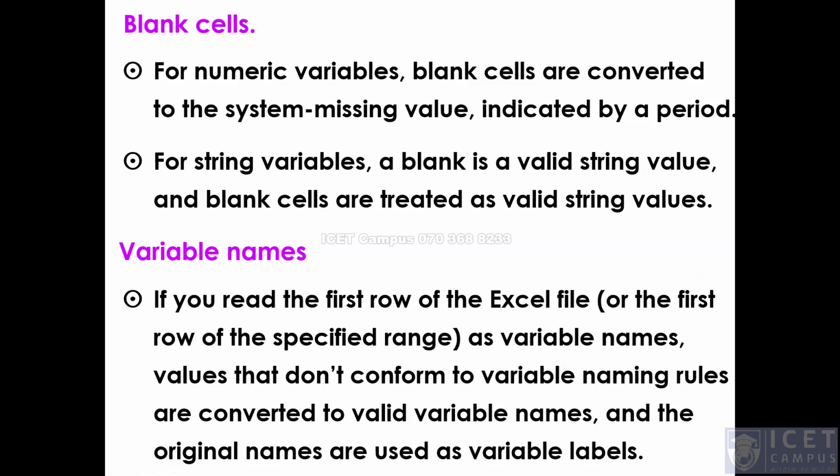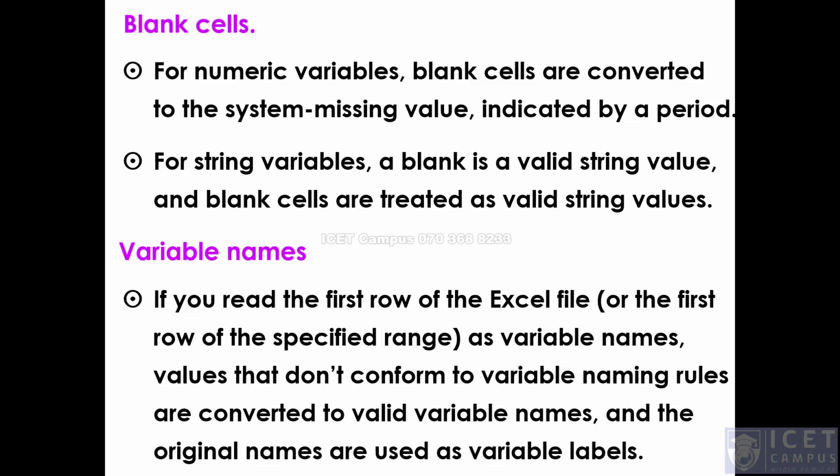Variable names. If you read the first row of the Excel file or the first row of the specified range as the variable names, values that don't conform to variable naming rules are converted to valid variable names, and the original names are used as the variable label, right? So there are variable names like FD, FT. In the label we can write fixed deposits. So what is shown to us is only fixed deposits, not FT. When you are entering the data, you can follow any method, but we are interpreting the data, so you have to be careful.